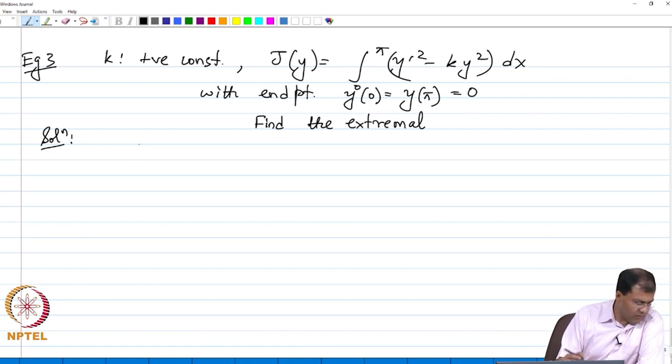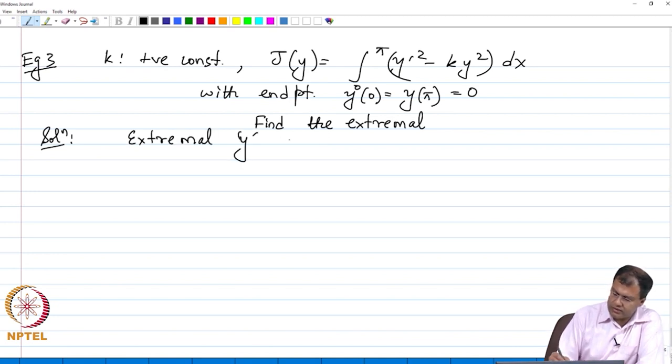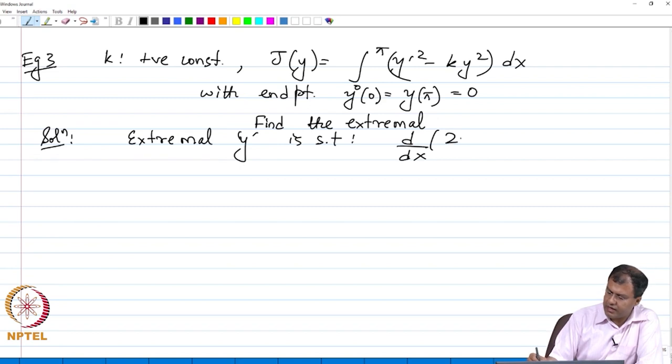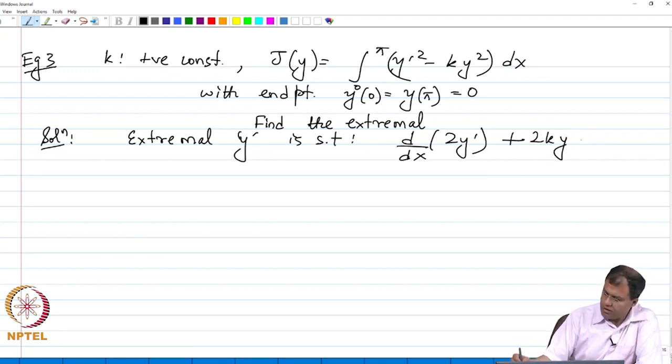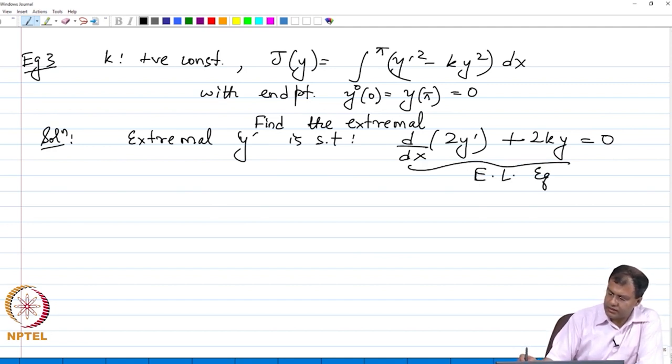Again, to find the extremal, all I have to do is plug the integrand into the Euler Lagrange equation and solve it. So the extremal y must satisfy the Euler Lagrange equation, d/dx of 2y prime plus 2ky. I am taking the derivatives right away. Students can do all the steps here, so I am simplifying a few steps. So this is my Euler Lagrange equation.